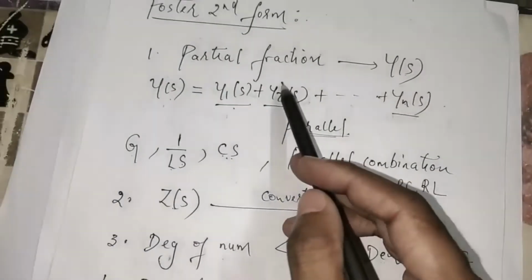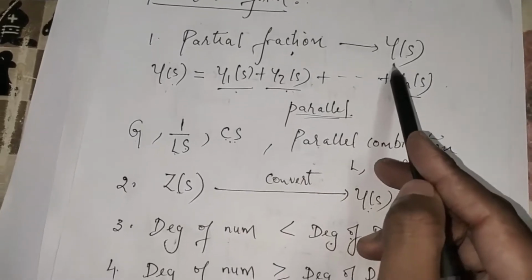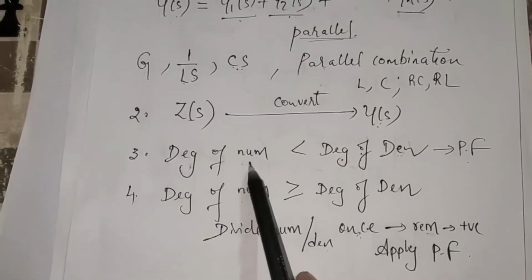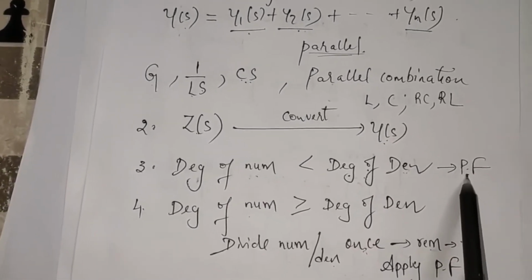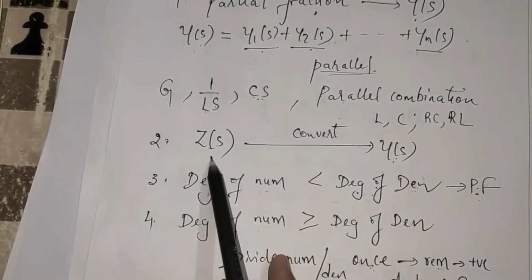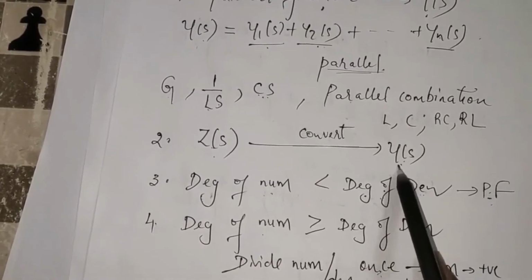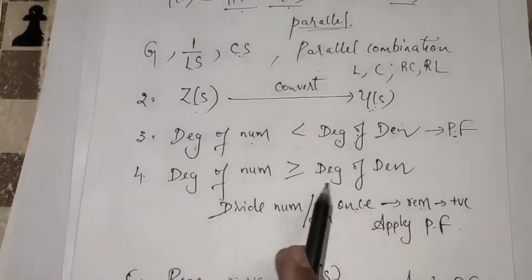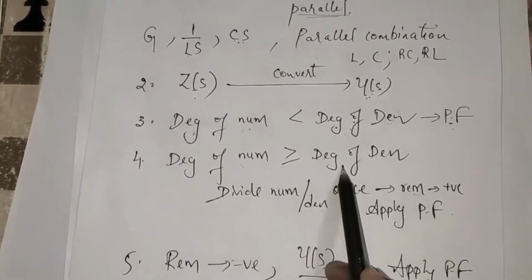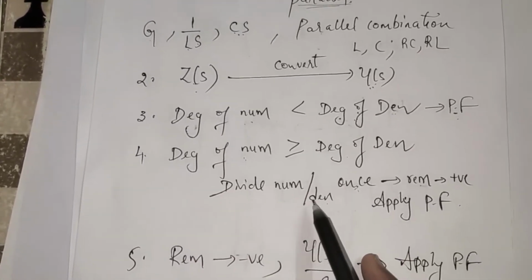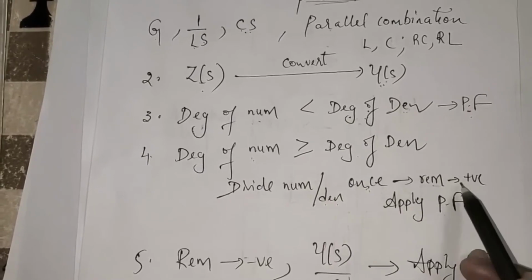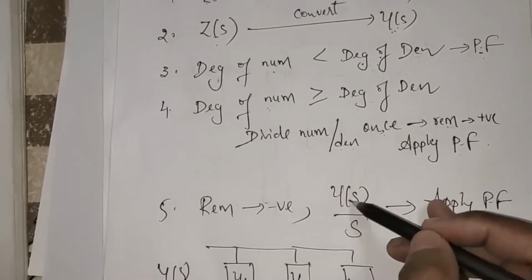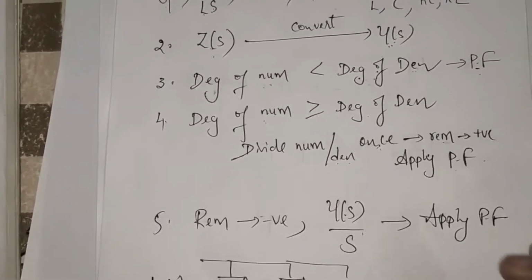The procedure here also is the same. We have to apply partial fractions, but to an admittance function Y of s. Here also we should check whether the numerator degree is less than the denominator degree. If it is so, we should apply partial fractions. If the given function is an impedance, then we should convert it into admittance. If the numerator degree is greater than or equal to the denominator degree, then the same procedure as we have done in the first form: you should divide numerator and denominator once and apply partial fractions if the remainder is positive, and consider Y of s by s if the remainder is negative and apply partial fractions.